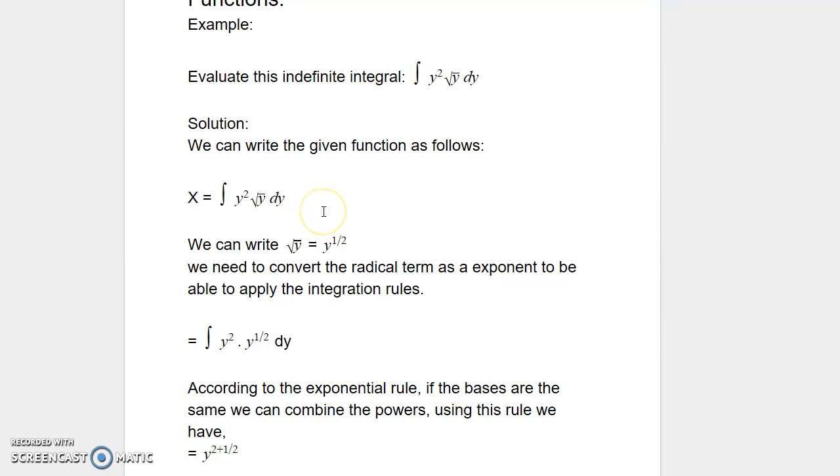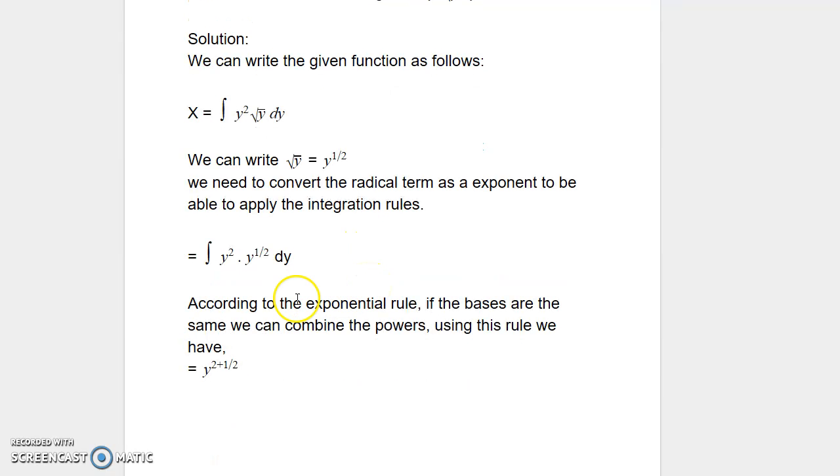We're going to take the square root of y term and write it out as follows. We can write square root of y as equal to y to the power of 1/2. That is one of the rules of converting the radical terms into exponential terms. Once we have that in place, we can write the given function as integral y squared times y to the power of half dy.